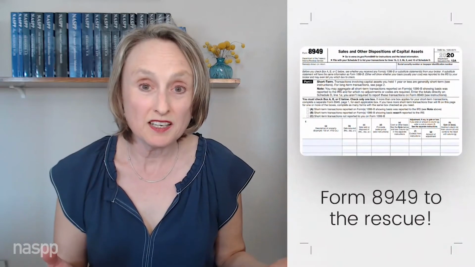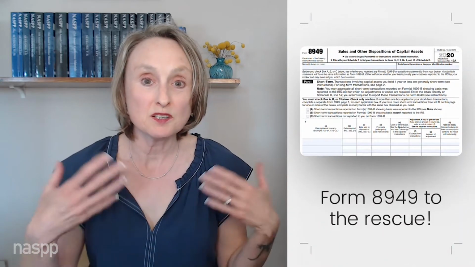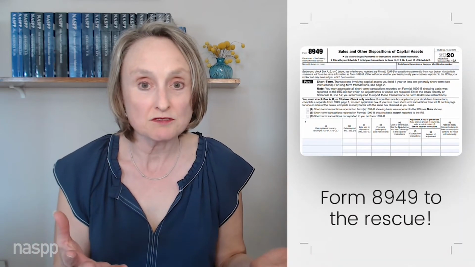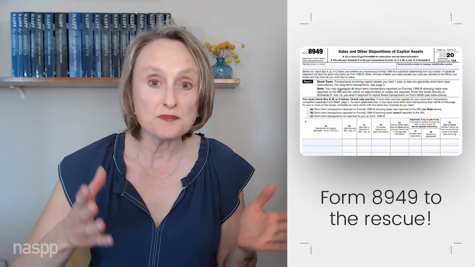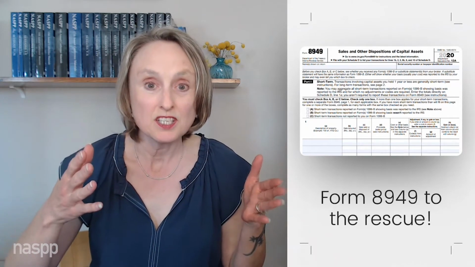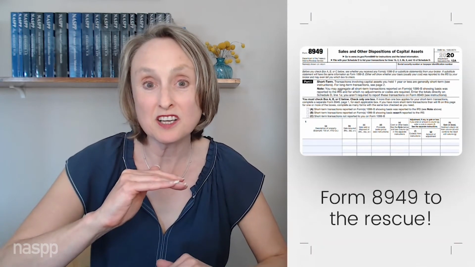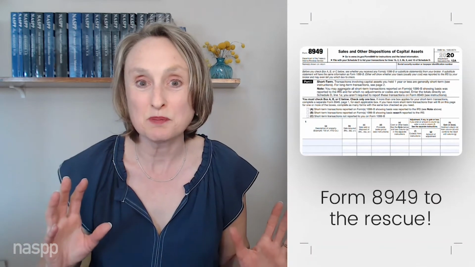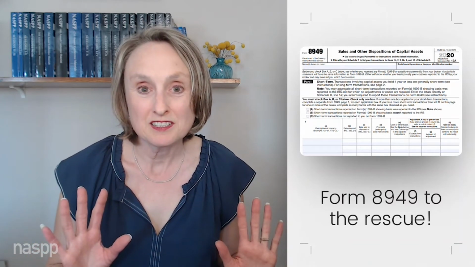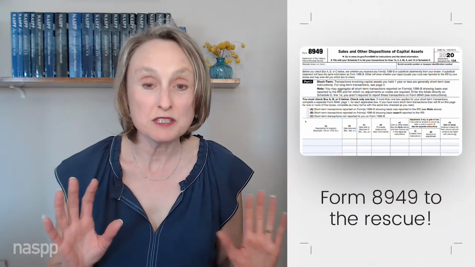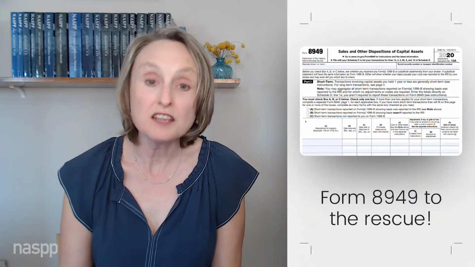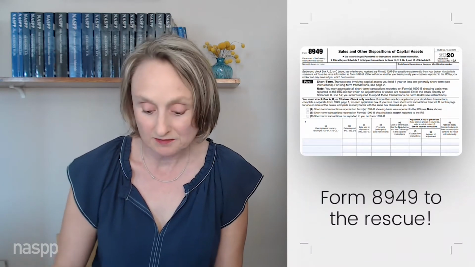So what's the fix here? Well, the fix is Form 8949. Employees need to complete this form, file it with their tax return, and on the form they will report an adjustment to their capital gain. That adjustment will be the amount of compensation income that should have been included in their basis, but wasn't. It's a negative adjustment, which means it's going to reduce the employee's capital gain or increase their capital loss.